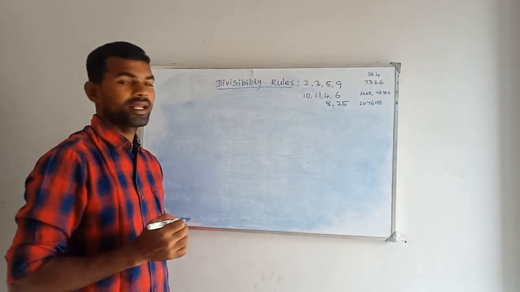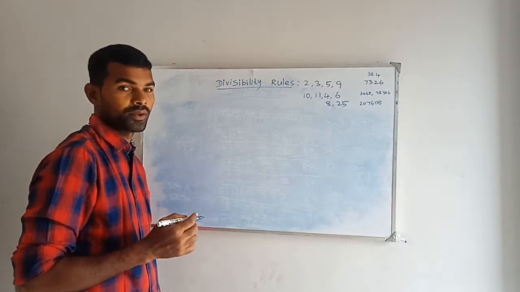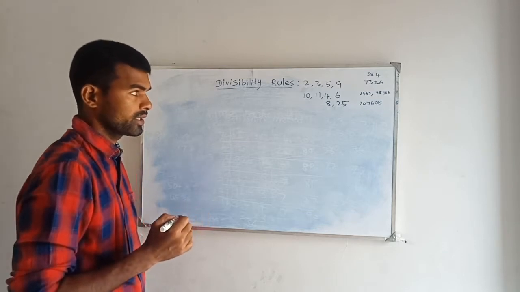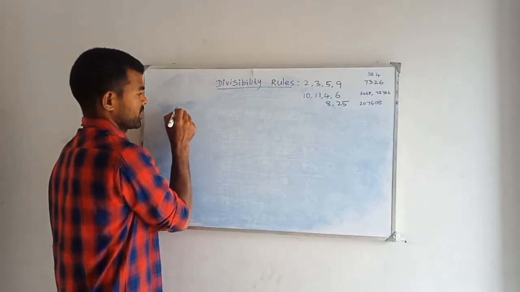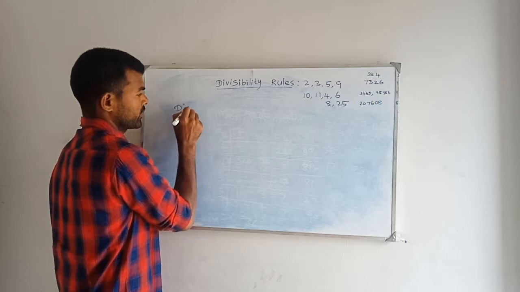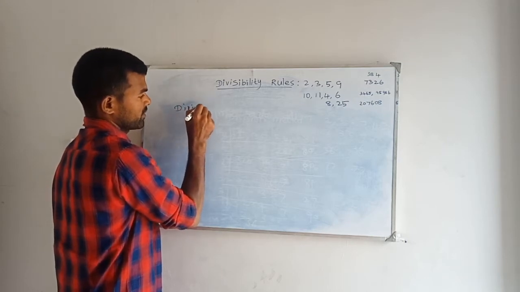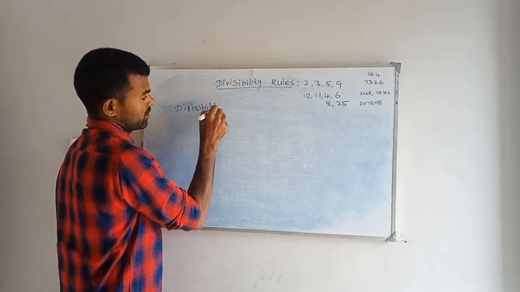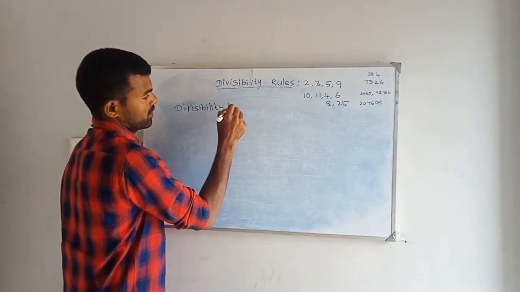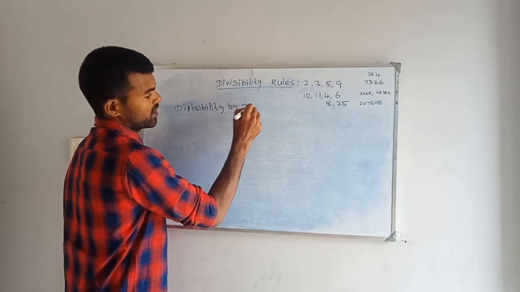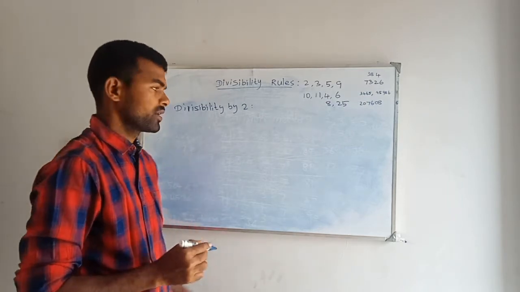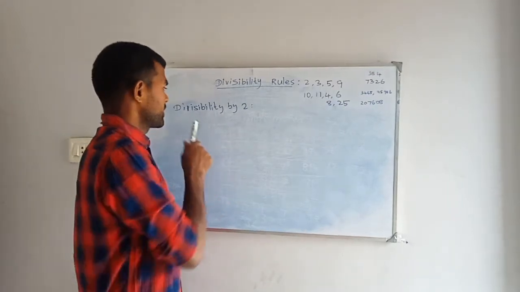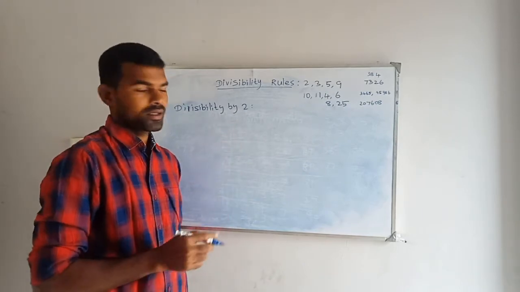Students, today let us see divisibility rules. Here let us see the first rule, divisibility by 2. How is a number divided by 2? Let us see a number divisible by 2.